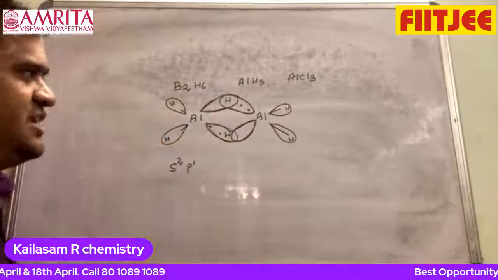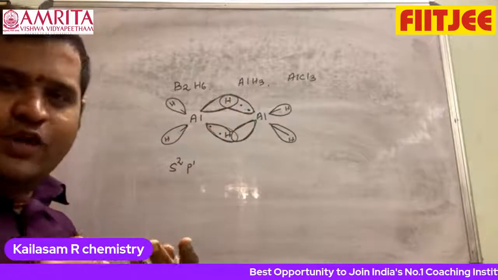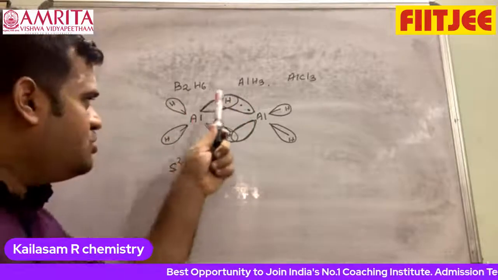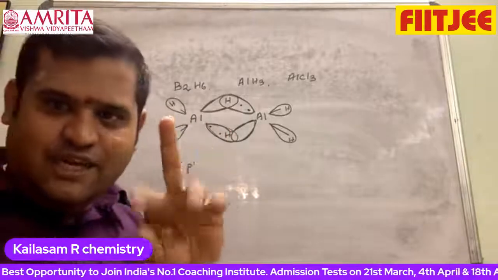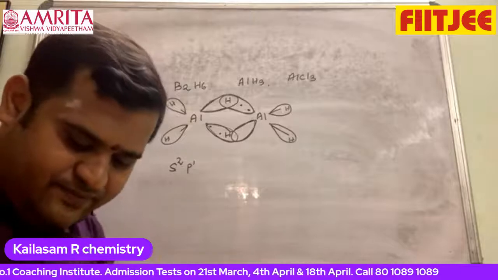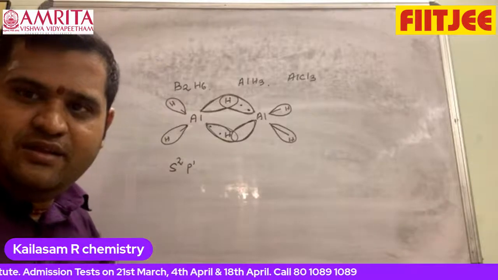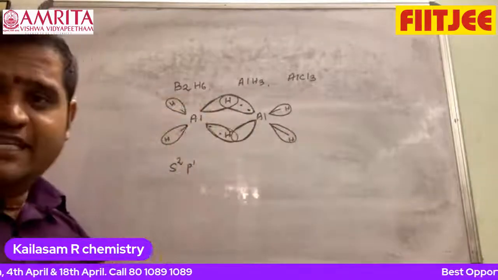Now the dimeric structure, what can we say? It has 1, 2, 3, 3 center 2 electron bonds. 1, 2, 3, 1, 2, 3. I can say that the 3 center 2 electron bond is called the banana bond. We can say that. Are you able to follow? This is the logic of what we can say in organic chemistry.